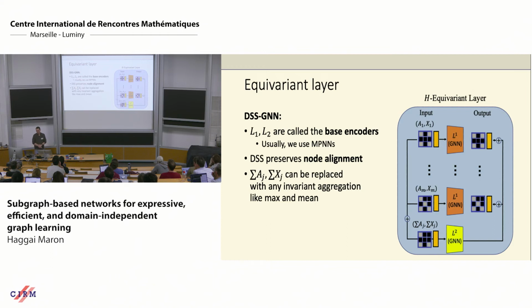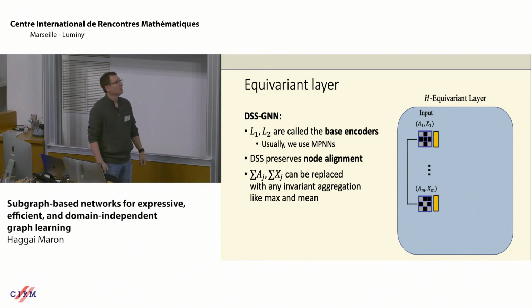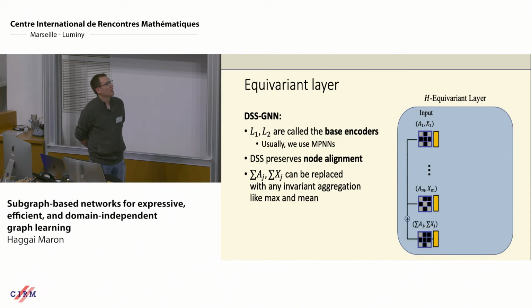OK, so taking inspiration from this characterization of simple equivariant layers, we propose the following basic layer for sets of subgraphs. So we start from this set of subgraphs. One thing we do is compute this summation or aggregation of all those subgraphs. You can really replace it with anything you want, like max or some more sophisticated stuff, which is permutation invariant.